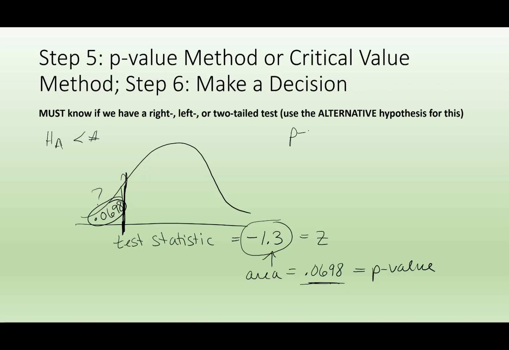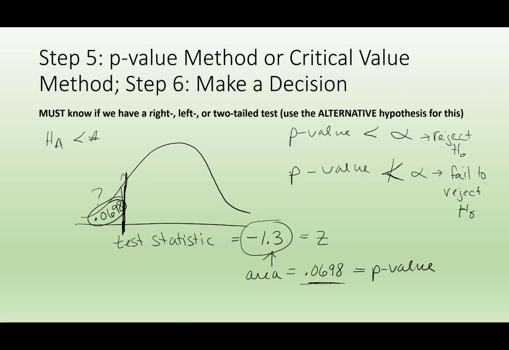So if our p-value is less than our alpha level, we get to reject the null. If our p-value is not less than alpha, we fail to reject the null hypothesis.